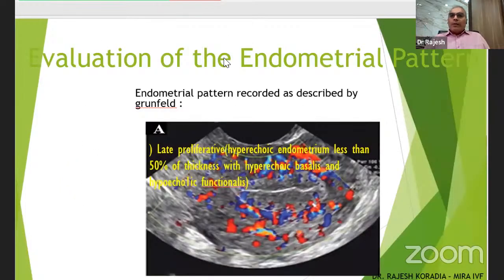While evaluating the endometrial pattern, we consider the endometrial pattern described by Grunfeld. There are three types of endometrial pattern. Endometrial pattern A is the late proliferative endometrial pattern, where the hyperechoic endometrium is less than 50% of the thickness, with a hyperechoic basalis and hypoechoic functionalis. There is very good vascularity observed in endometrial pattern A.